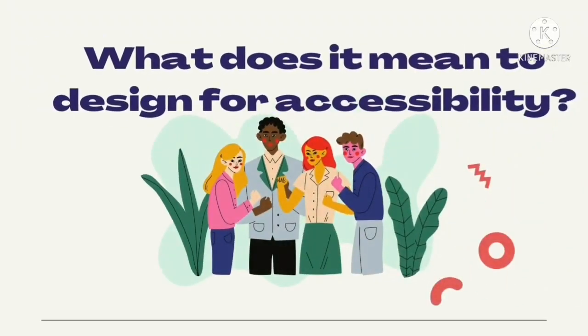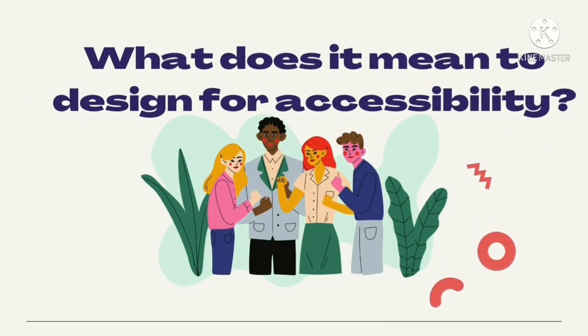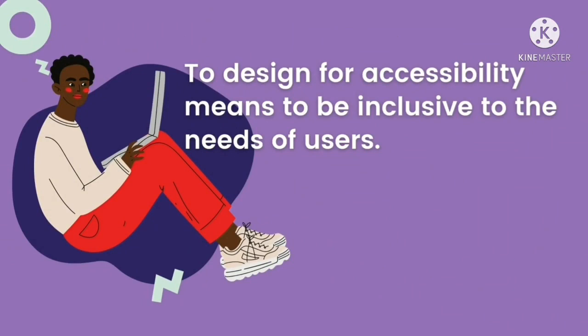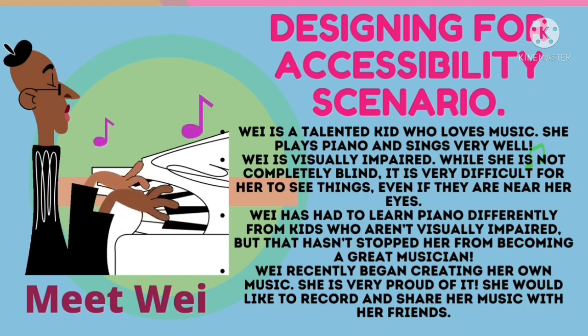So, are you still wondering what it means to design for accessibility? To design for accessibility means to be inclusive to the needs of your users. Users with disabilities and even users from different cultures and countries. So now let's look at a designing for accessibility scenario.